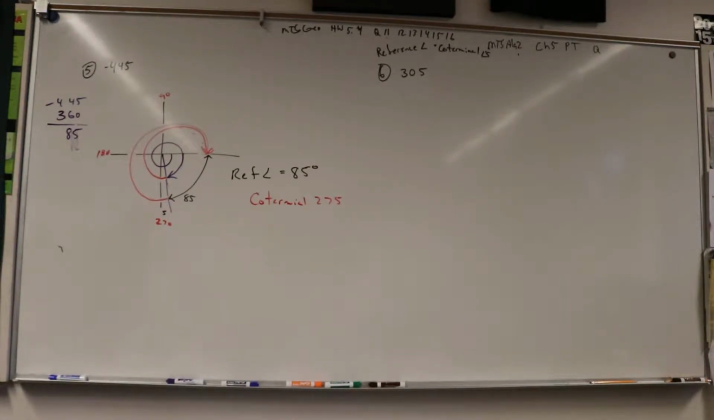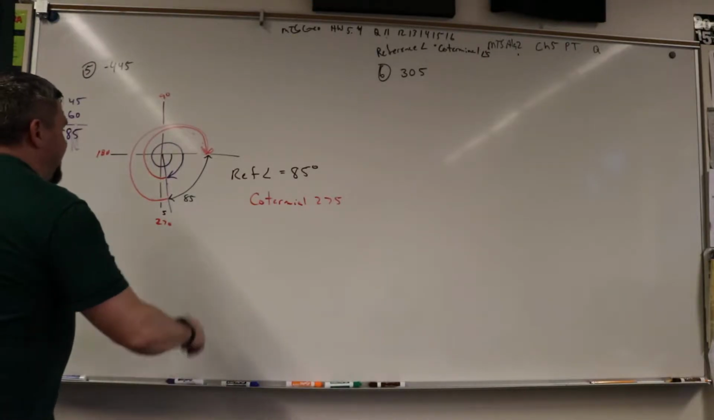Can you spell the coterminal again? The coterminal completes the circle. Yeah. Okay? What problem is this? 6. This is 5, isn't it? Oh, it's 85. Yeah.